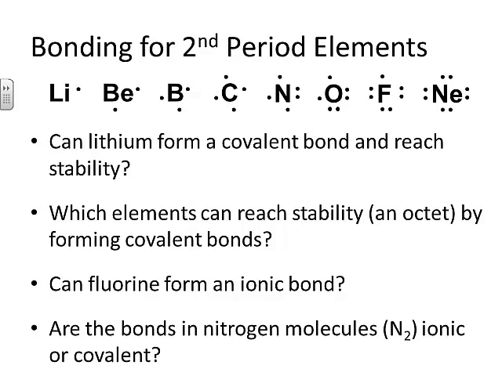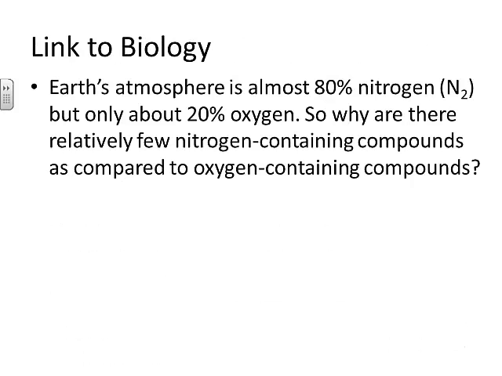Are the bonds in nitrogen molecules ionic or covalent? That's a similar situation to the fluorine molecule. With a nitrogen molecule, 2 nitrogen atoms have no electronegativity difference between them, and so it's definitely a covalent bond that exists between them. Now, Earth's atmosphere is almost 80% nitrogen, but only about 20% oxygen. So this begs the question, why are there relatively few nitrogen-containing compounds as compared to oxygen-containing compounds in our world?